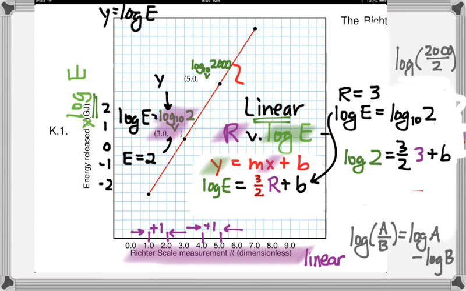And now, how do I solve this for b? So log of e is 3/2 r plus the log of 2 minus 9/2.